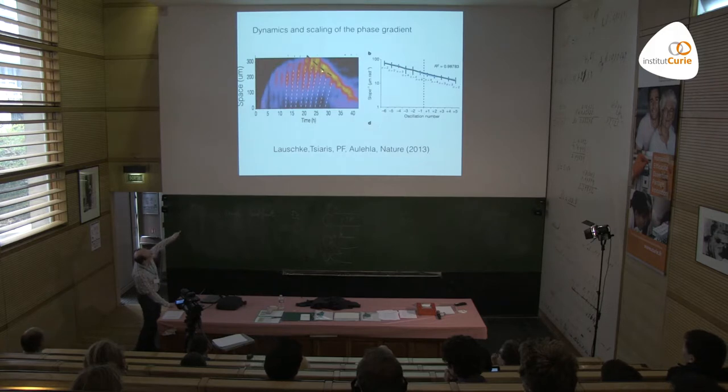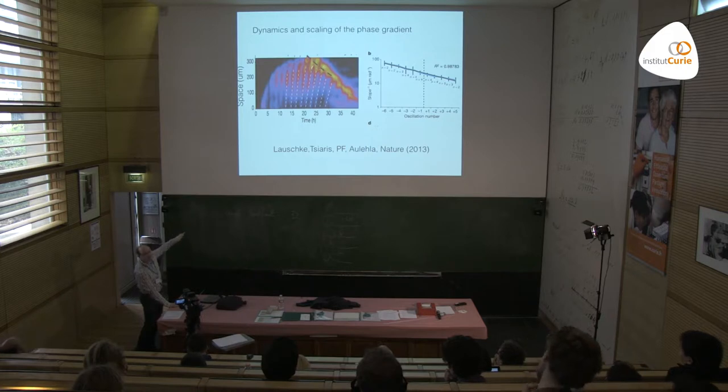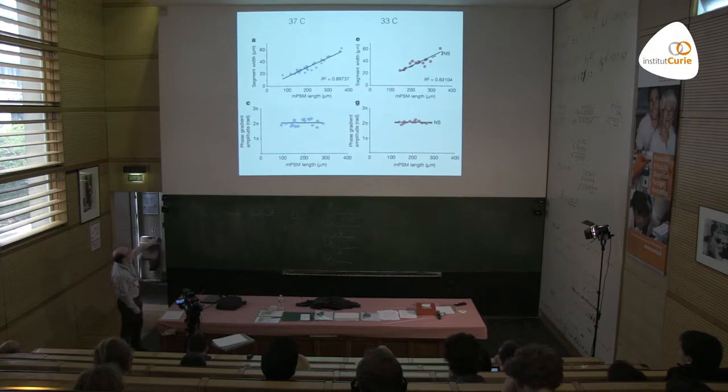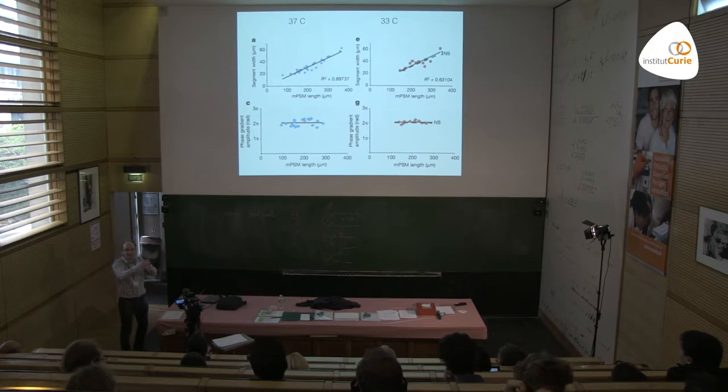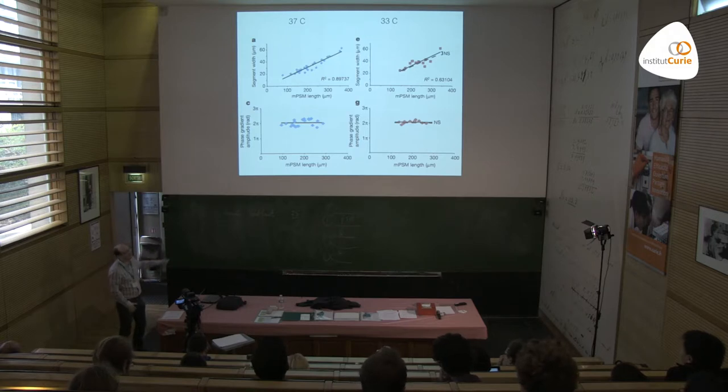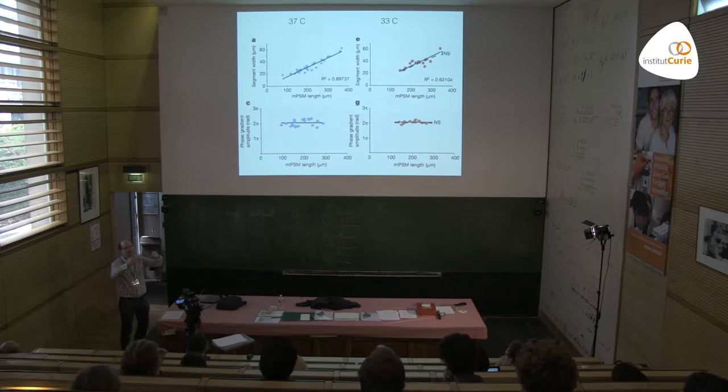And now one thing you can do is look at, for instance, the ratio of the segment size as a function of the complete field of oscillation. And what you see is a clear linear relationship between the segment that you form and the size of the tissue, which is not segmented yet. So you make smaller and smaller somites, and these somites are exponentially smaller.